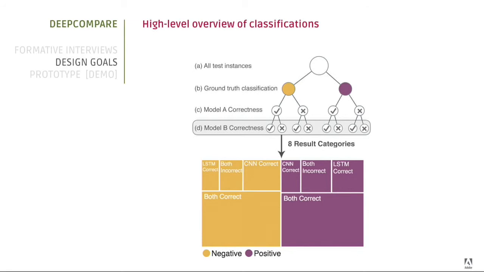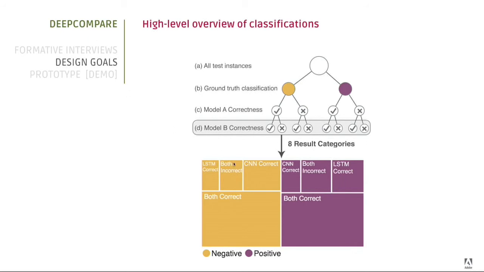As I mentioned, they typically used confusion matrices for this, but that didn't extend well to 2 or more models. So what we did was create a hierarchy that could be generalizable to multiple classifications as well as 2 or more models. First we take all the test instances, divide by the ground truth classifications, and then from there, for each of the models that we're comparing, do a binary split based on the correctness.